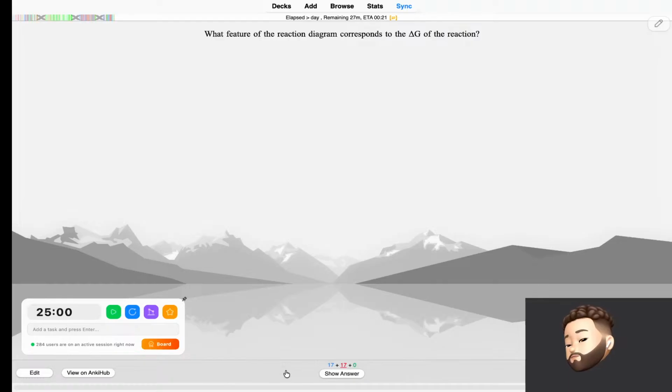What feature of a reaction diagram corresponds to the delta G of a reaction? It corresponds to the delta G of a reaction. The difference between the energy of the transition state and the reactants.